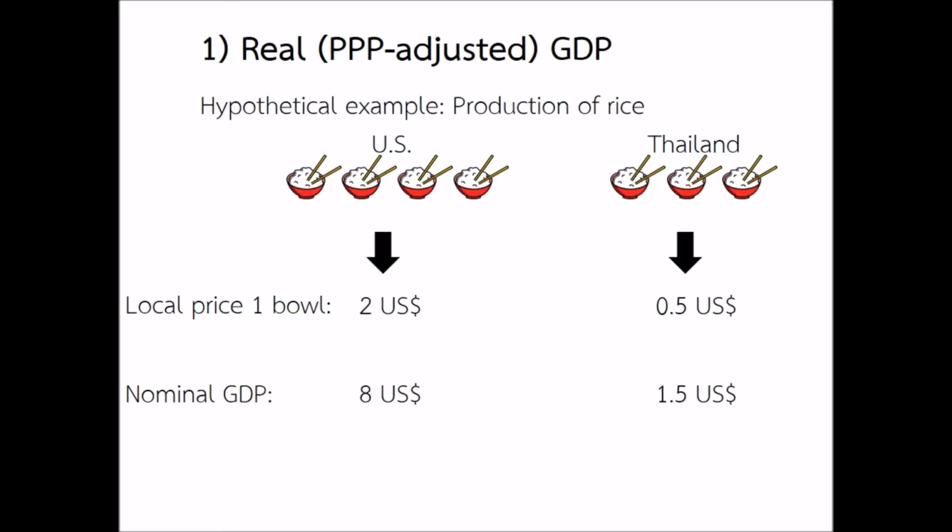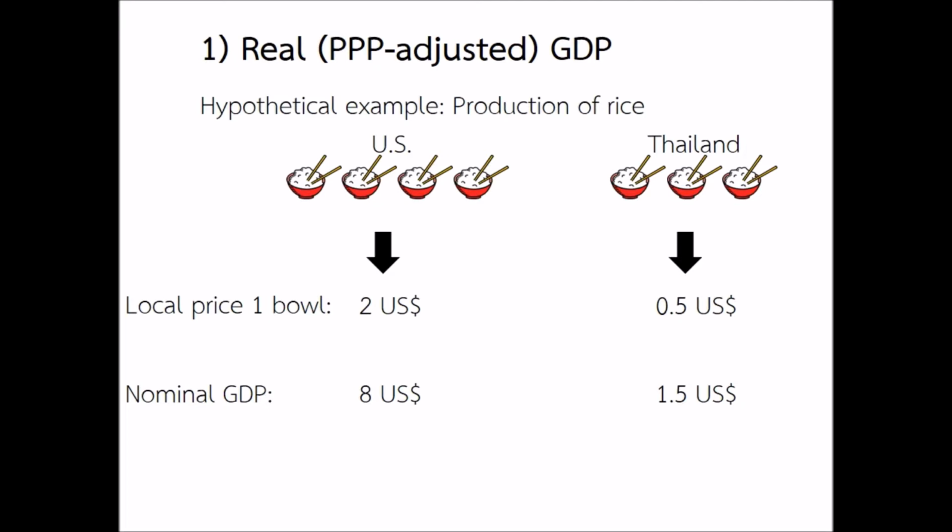Let's go through another example. Let's assume that we're looking at the production of rice, and that we are comparing two countries, the United States and Thailand. Let's further assume that the United States produces 4 bowls of rice, whereas Thailand produces 3 bowls of rice. Of course, we could directly compare the number of bowls of rice. So the number of rice bowls produced in the US is bigger than in Thailand, 4 bigger than 3.